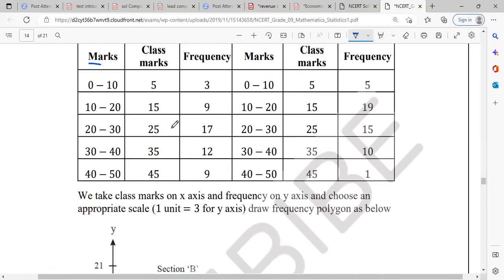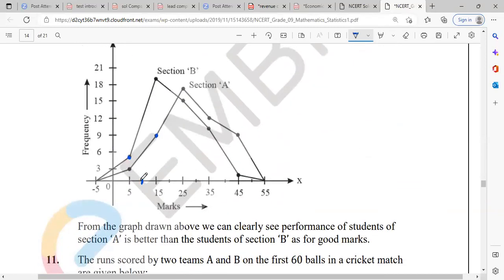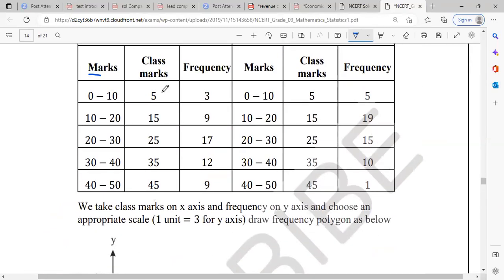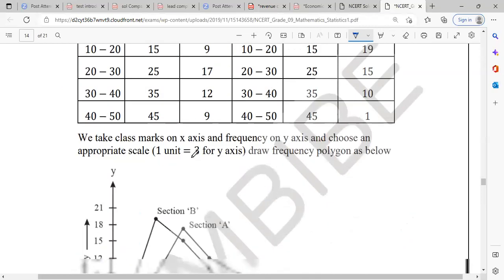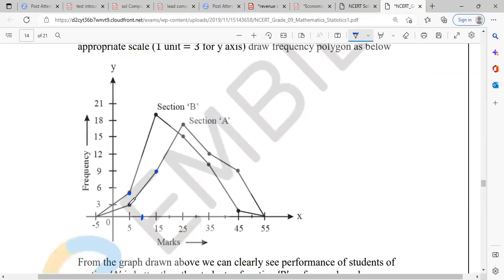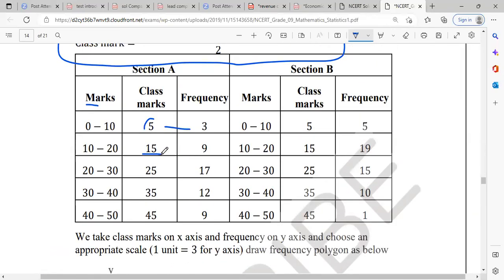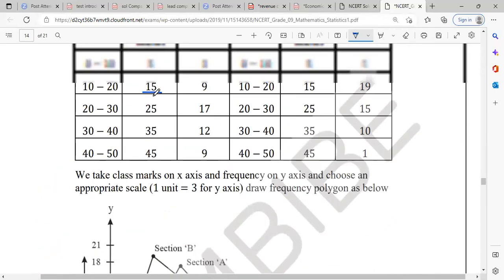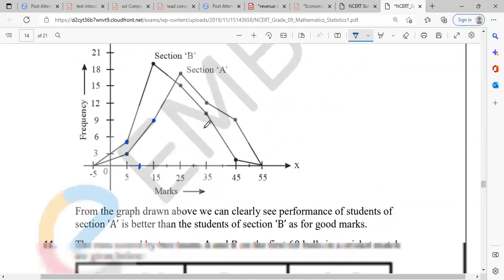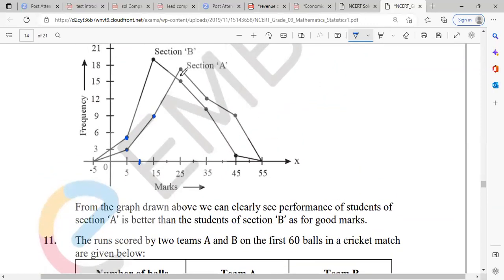Over here, you have to represent the class marks 0, 5, then 15, then 25, then 35, then 45. You are going to represent these, not the class limits. So when my class mark was 5, I have 3. When the class mark was 15, I made it 9. When it is 25, it is 17.